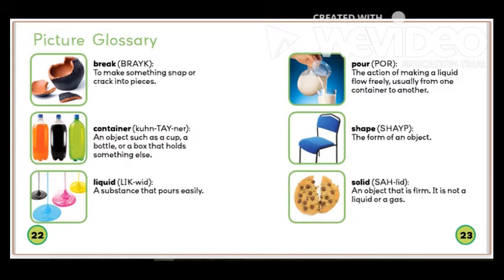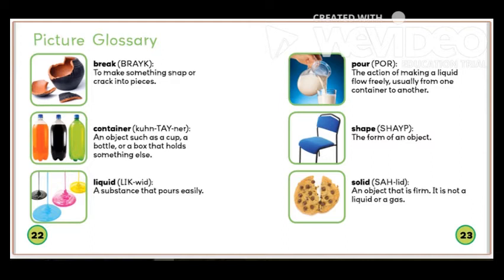Let's go to our next word, pour. Pour means the action of making a liquid flow freely, usually from one container to another. So in order for you to move your liquid from one container to another container, you have to pour it. In this picture, what is the person pouring? Great job, they're pouring milk. What else can you pour? You might pour water. You could pour paint, like in the other picture. You could pour soda, juice. Good job.